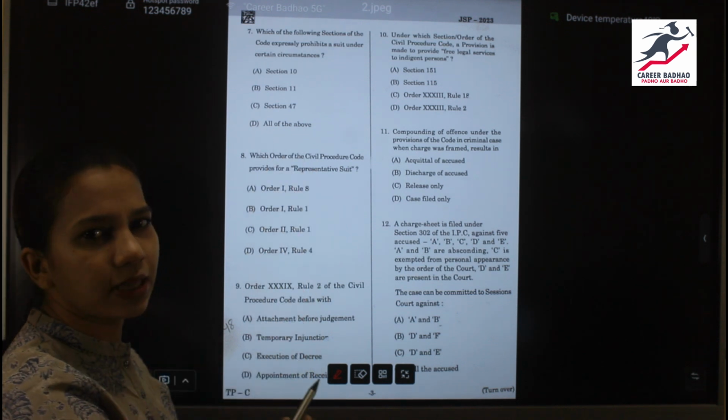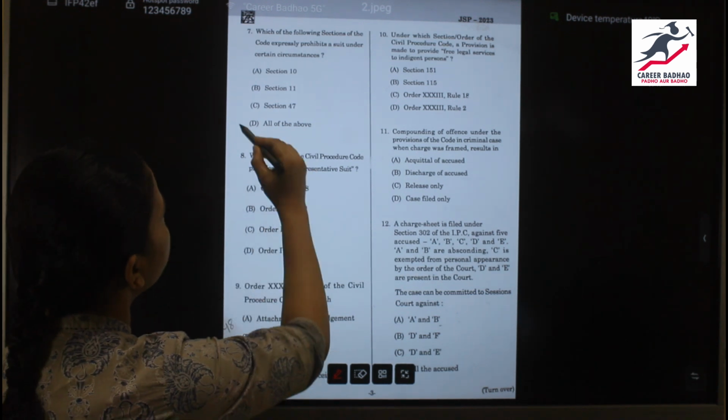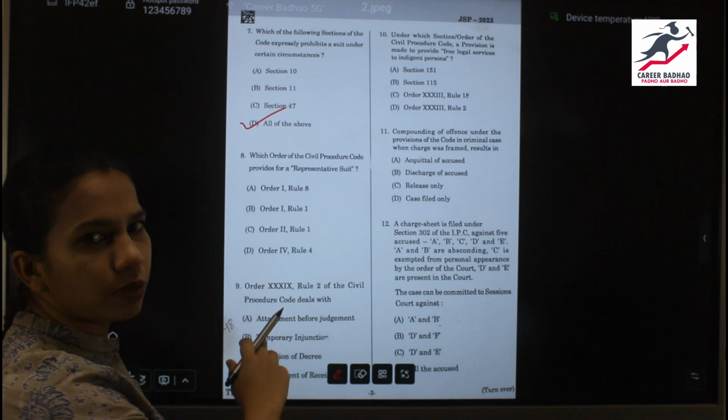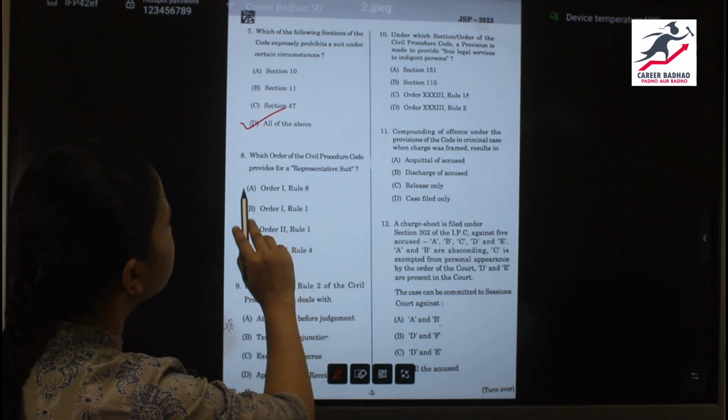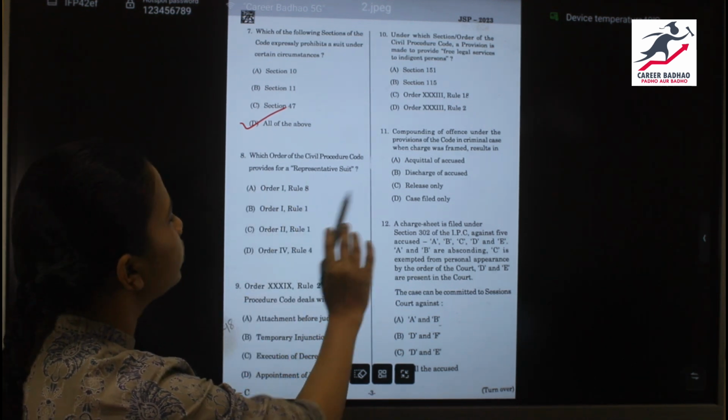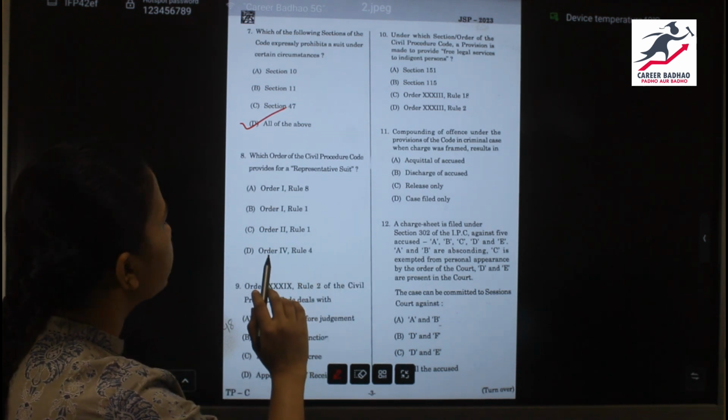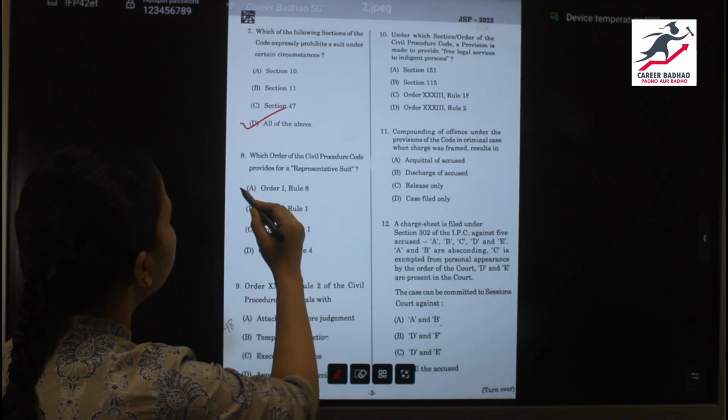Here there is a bar on a separate suit. So the correct answer would be all of the above. Let's move to question number 8. Which order of the Civil Procedure Code provides for a representative suit? This is also a direct question. We can find it in Order 1, Rule 8.